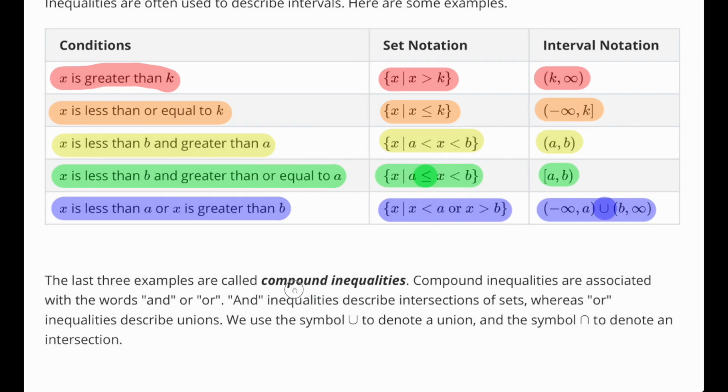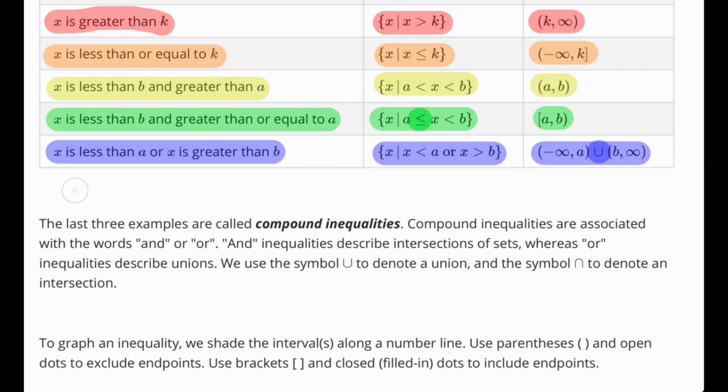notation right there. Okay. The last three examples are called compound inequalities because there's more than just one thing to them. So compound just meaning together. Compound inequalities are associated with and or to explain them. And again, we're going to be doing more example problems, so this will make more sense. But it's basically and is both things have to be true, where or is one or the other.